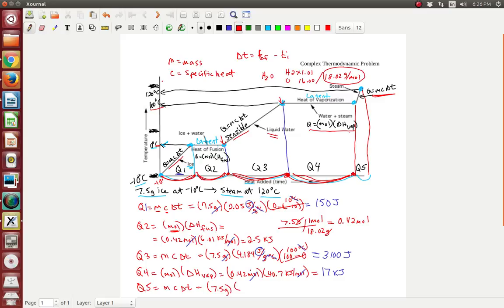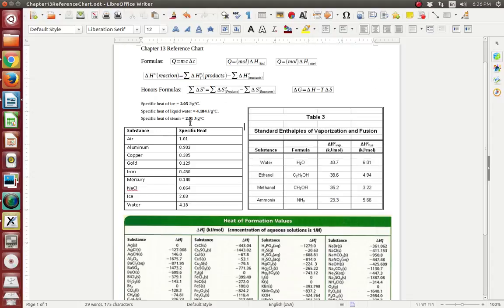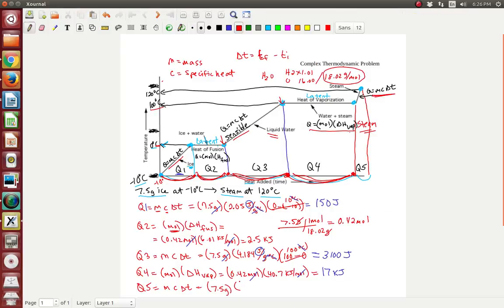Now for the specific heat, everything over in this area is steam. So I need the specific heat of steam. How much heat does it take to warm up steam? I'll go look in my chart again. For steam, it's 2.01 joules per gram per degree Celsius, right here. The grams are going to cancel, and I've still got to do the delta T, the change in temperature this time.